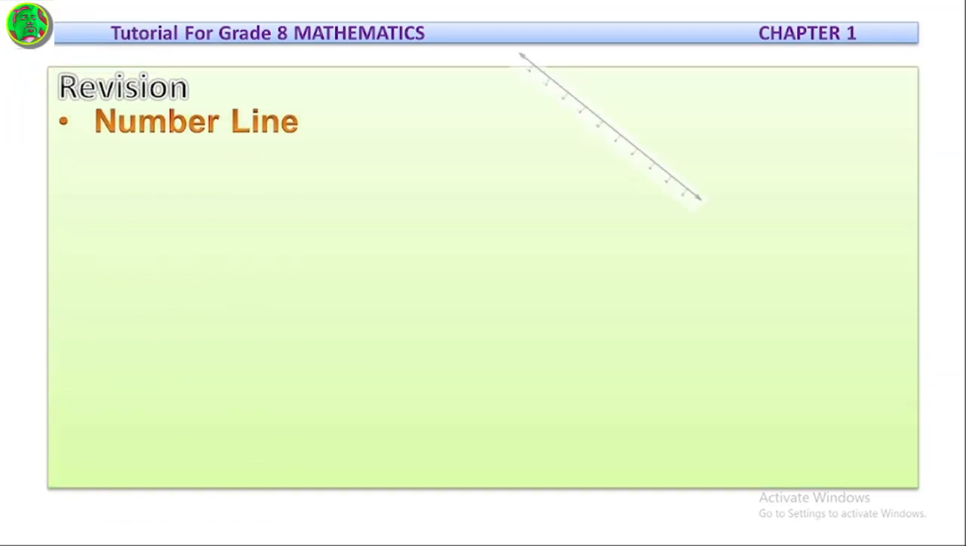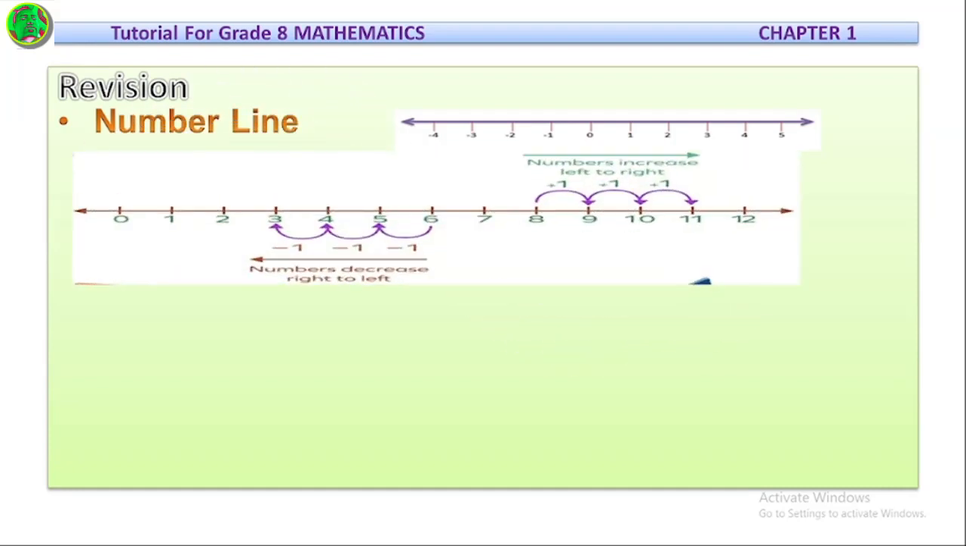Revision. Number line. We know a number line is a pictorial representation of numbers. On the number line we can observe that numbers are written sequentially and increase to the right side and decrease to the left side. So by using sequential order we can represent numbers on the number line.